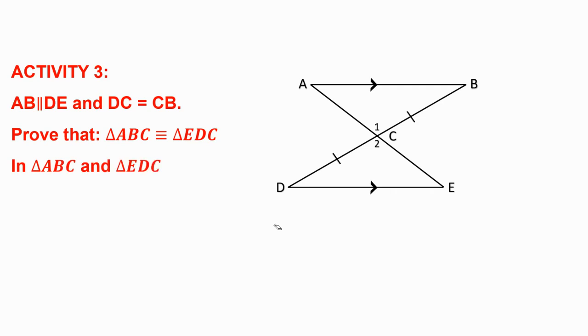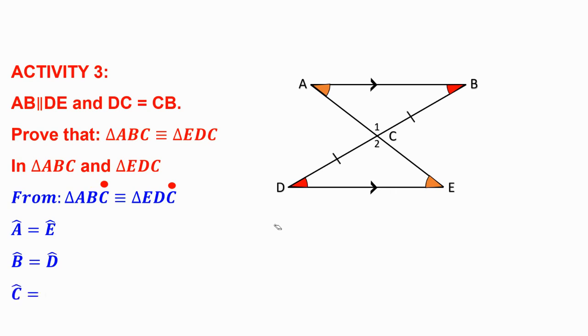Right now, in triangle ABC, which is this triangle, and then in triangle EDC, which is this triangle, we want to prove if these two triangles are congruent, okay? Right, so we have which conditions? From the triangle, you can see that angle A is equal to angle E. We've discussed this. And then angle B is equal to angle D. We've talked about this. And then angle C is equal to angle C. Okay, we've talked about this.